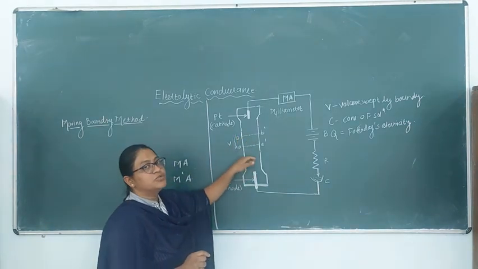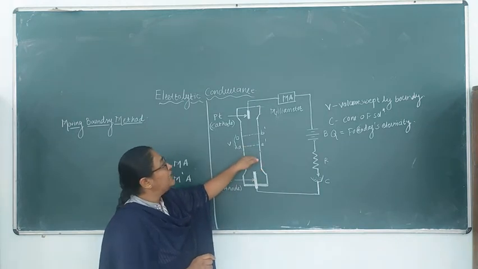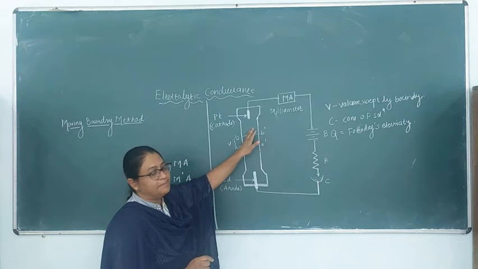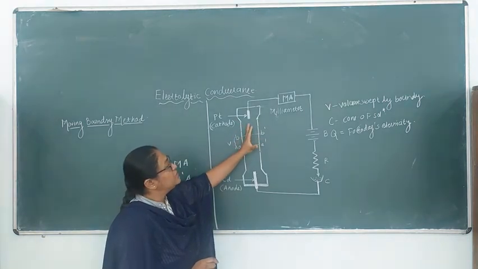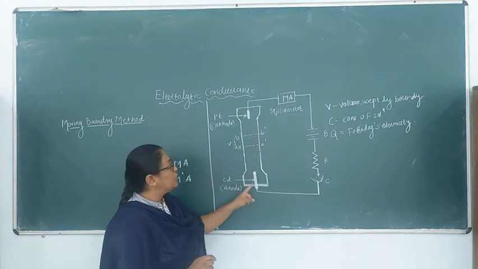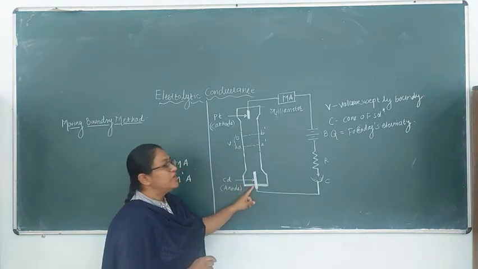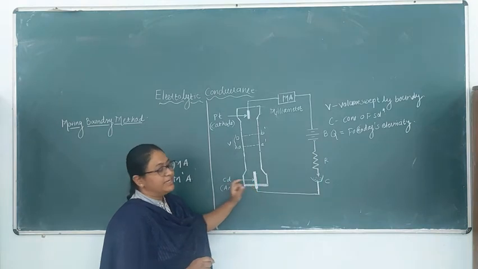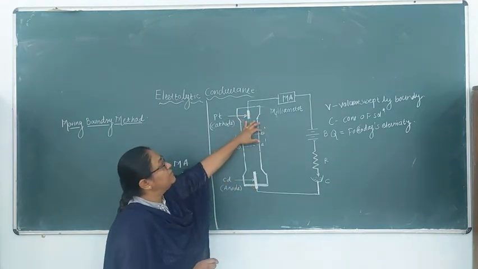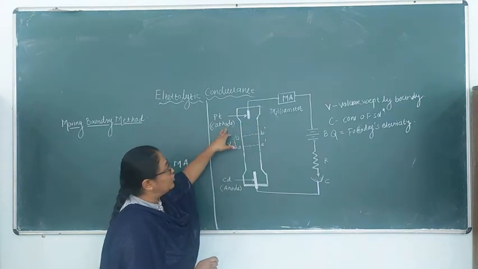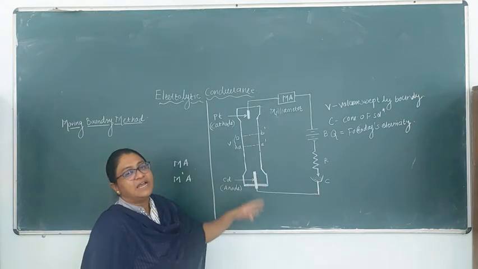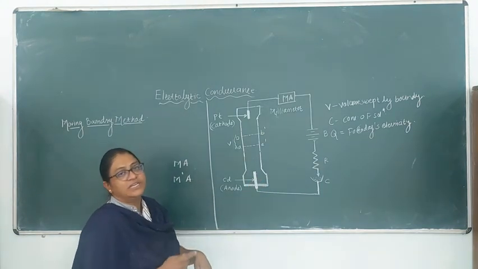Generally a denser solution is taken beneath, and above that the less dense solution is taken. Once the solutions are taken, we take two electrodes to this tube. At the bottom the anode is fixed, made of cadmium metal, and at the upper end platinum is taken, which acts as the cathode. To this circuit, the milliammeter, battery, resistor and the coulometer are all joined in series.